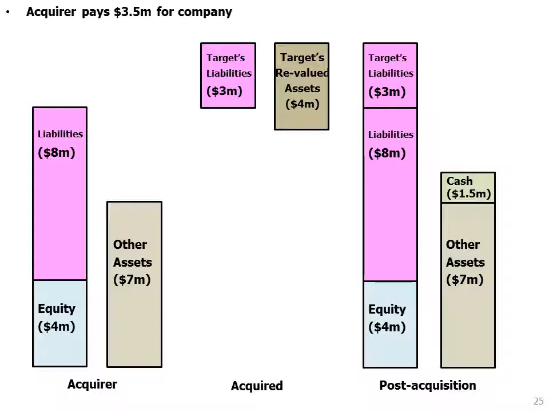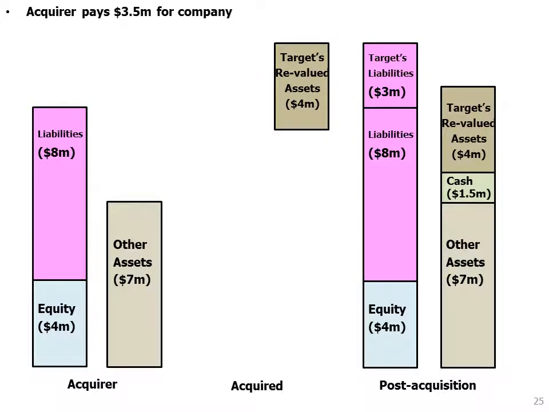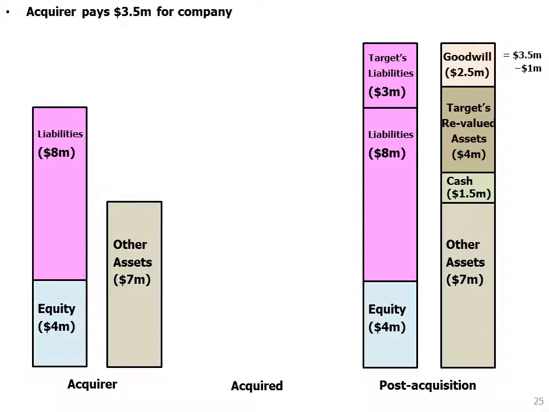It inherits or takes over the liabilities of the target, which are $3 million. And it also has the revalued assets of the target, which are 4 million. And in order for the balance sheet to balance, we need goodwill of 2.5 million, which is the difference between the price being paid of 3.5 million and the net assets of the firm, and that makes the post-acquisition balance sheet balance.